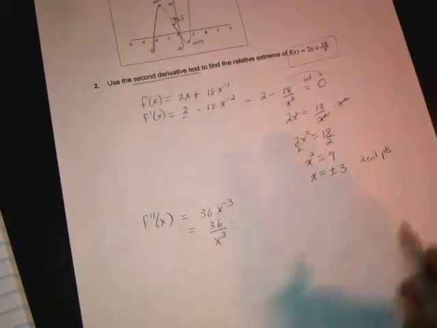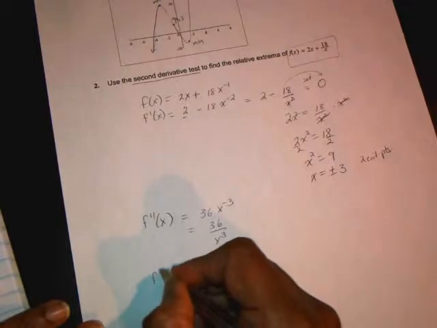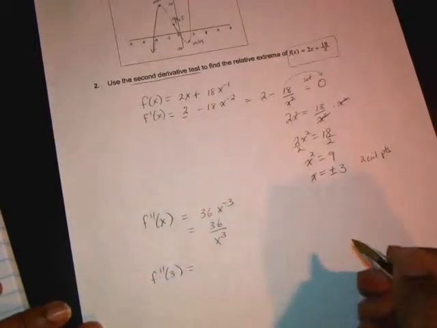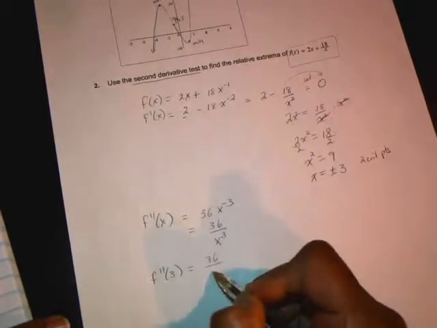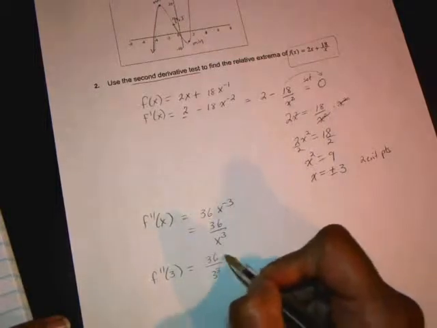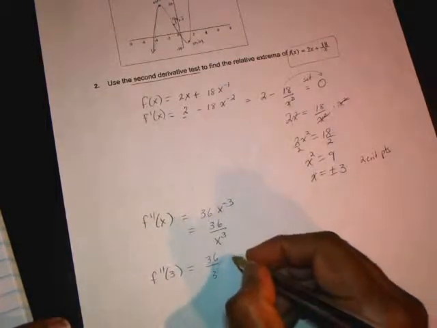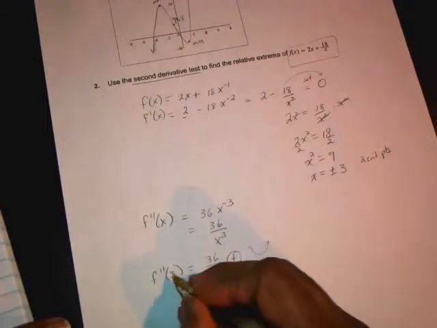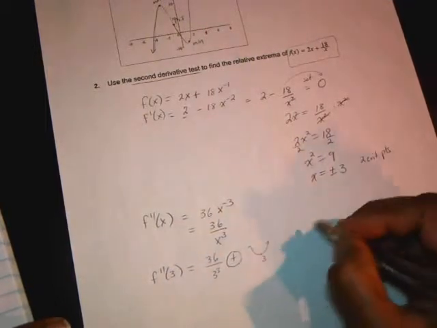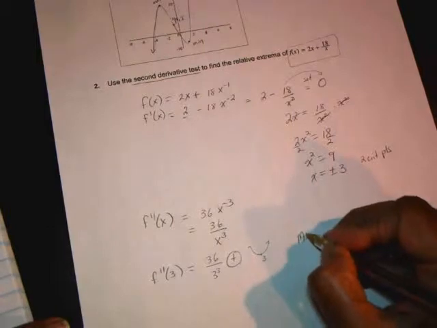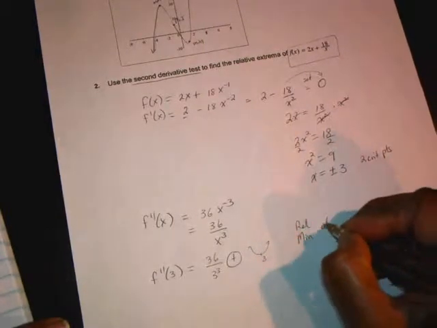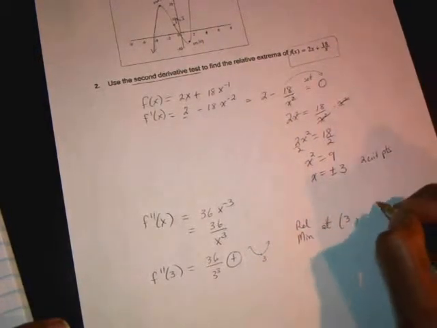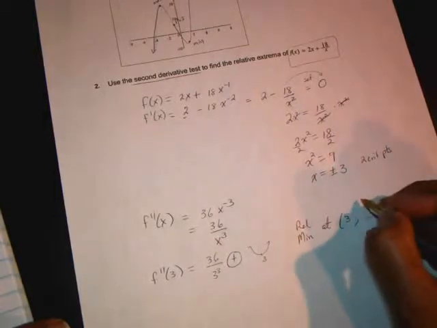Now you're going to plug in, one at a time, 3, and see what you get. It's 36 over 3 cubed, which I don't really care about the value of this. All I care about is that it's positive. If it's positive, then this critical point, 3, was a minimum. So we have a relative min at 3 comma blank. We'll fill in that blank in a second.